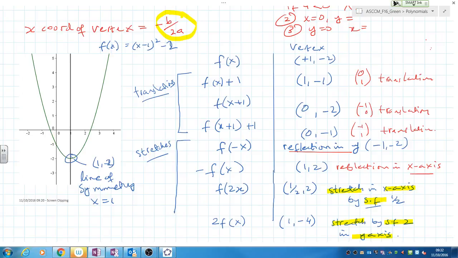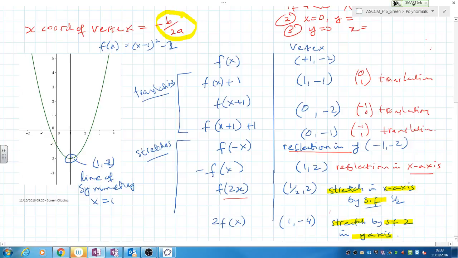So the first one, (1, -1), so should it be (0, -1)? No. Because the y value has been affected. Yeah. f bracket what? 2x? Here? What don't you understand?